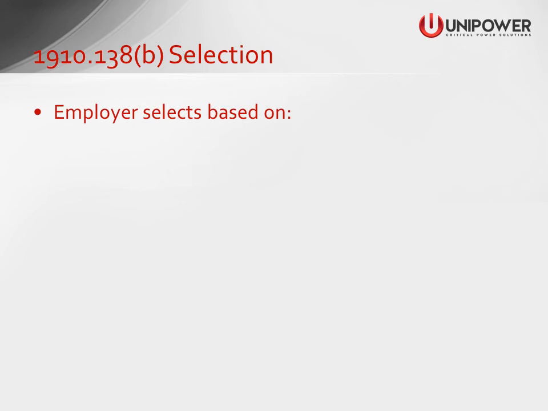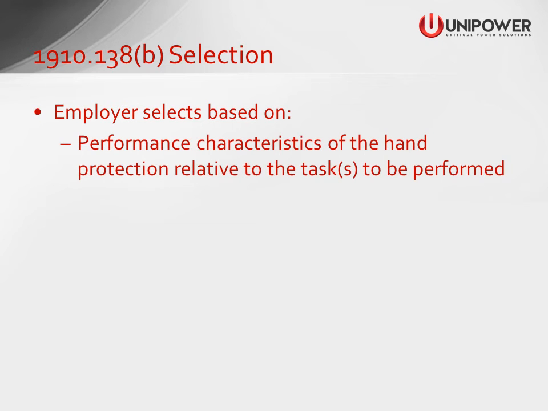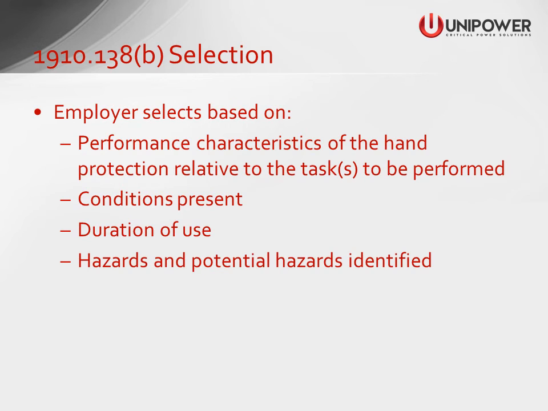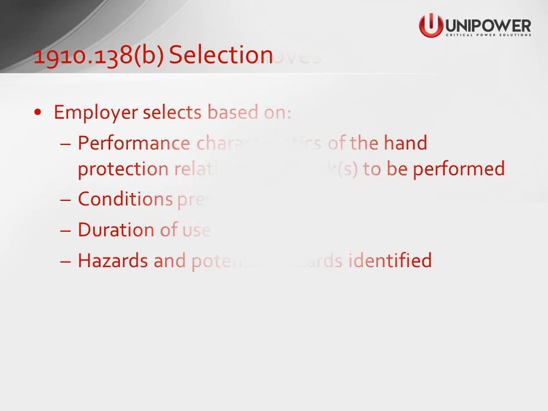Employers select protection based on performance characteristics of the hand protection relative to the task to be performed, conditions that are present in the workplace, duration of the use of the equipment, hazards and potential hazards identified.